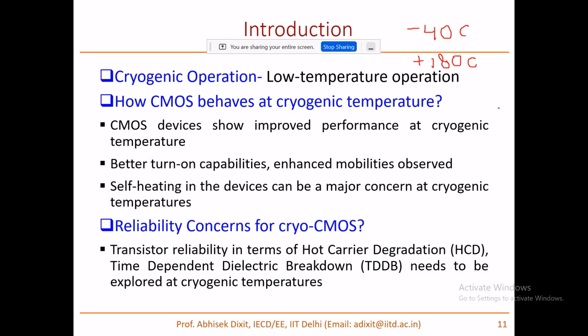So we want to see what hot carrier degradation, time dependent dielectric breakdown, and bias temperature instability do at cryogenic temperatures. Only once we qualify this at 4 Kelvin, then we can say that yes, we can make cryo CMOS. So this is where, in the last 2+ years, my group has been really working.